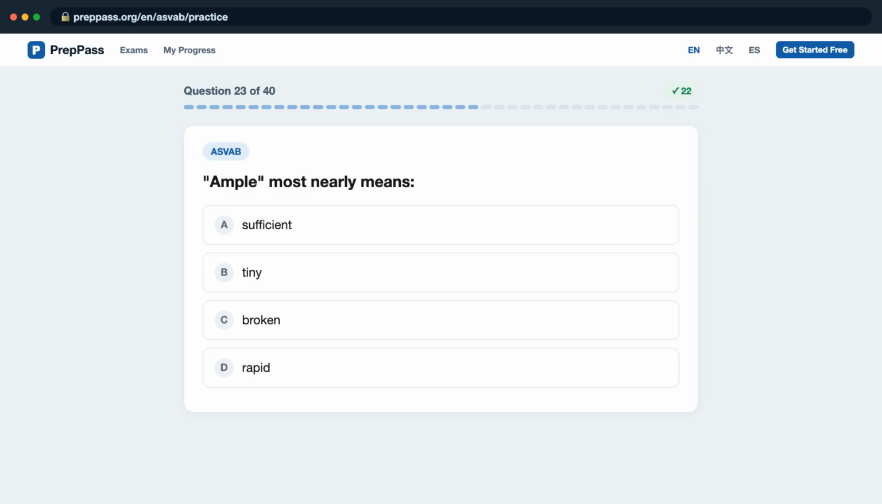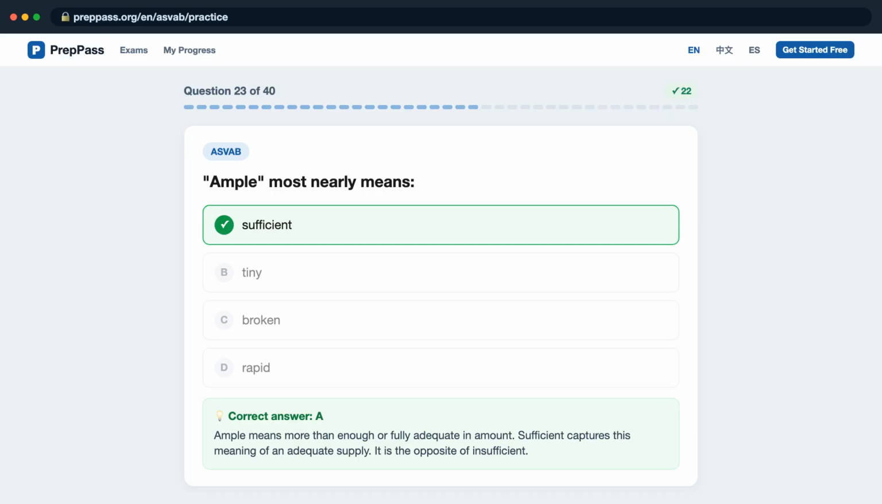Question 23. Ample most nearly means, is it A, sufficient? B, tiny? C, broken? D, rapid? The correct answer is A. Ample means more than enough or fully adequate in amount. Sufficient captures this meaning of an adequate supply. It is the opposite of insufficient.